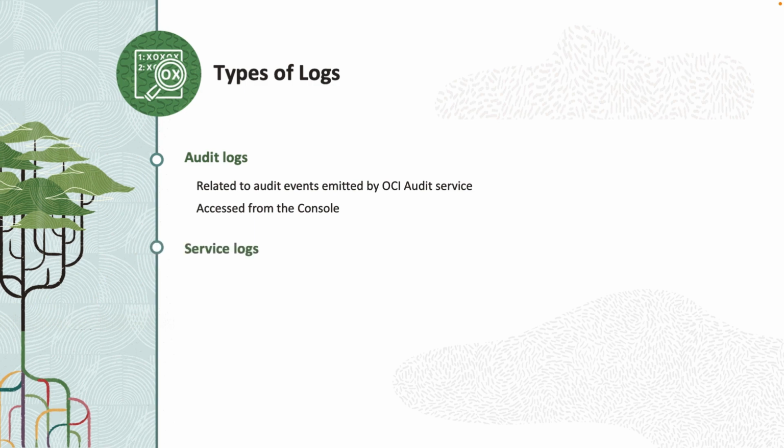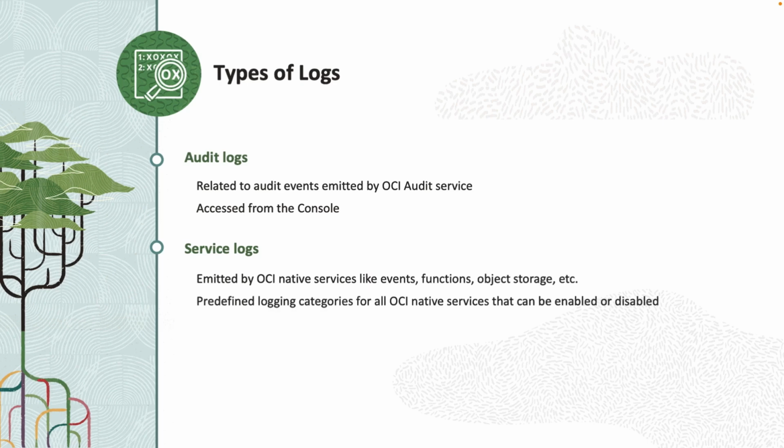The second category of logs is the service logs. These are logs emitted by the native OCI services like the DevOps service, API gateway, object storage, VCN, etc. Each of these services has predefined logging categories that you can enable or disable on your respective resources.